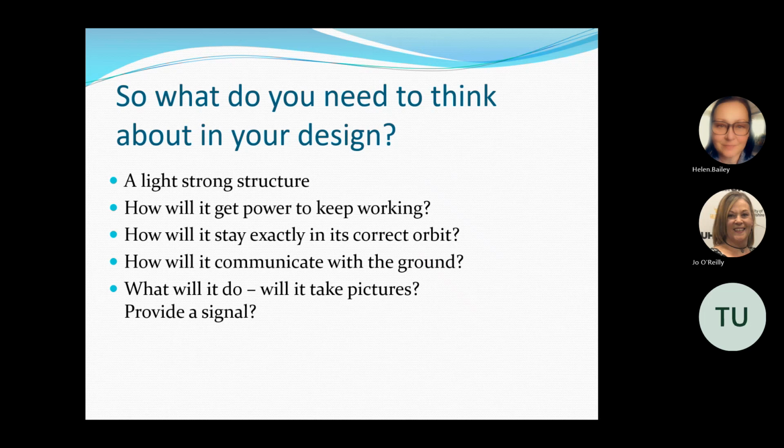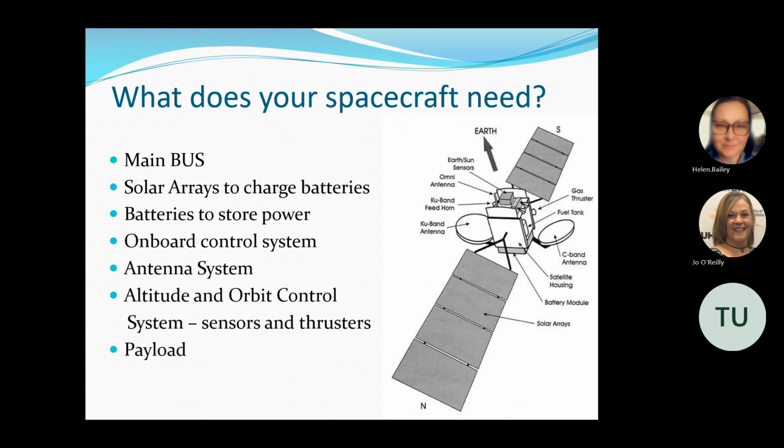So those are the main things you think about in your design. So I'll show you now the sort of design of a lot of spacecraft and the sorts of important items we need to address those issues. So your main bus, we call it a bus. I know it doesn't look like a double-decker bus, but the main structure of the satellite, we call that the bus. And that has to be light, but very strong, able to cope with launch and able to survive for quite a few years in space without falling apart.